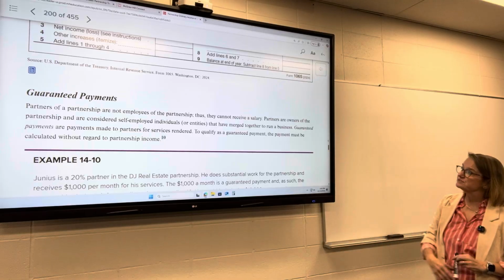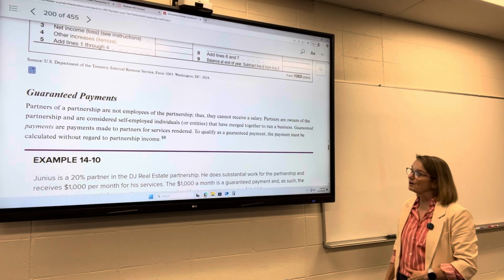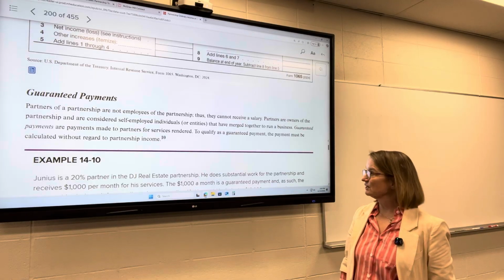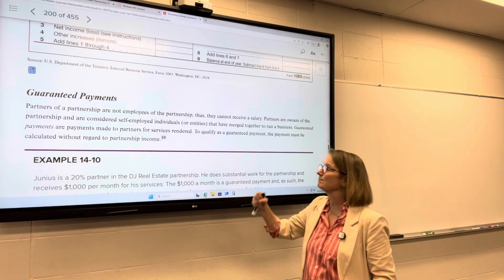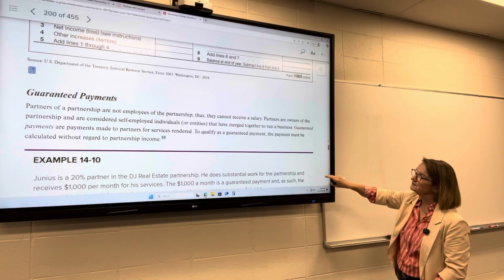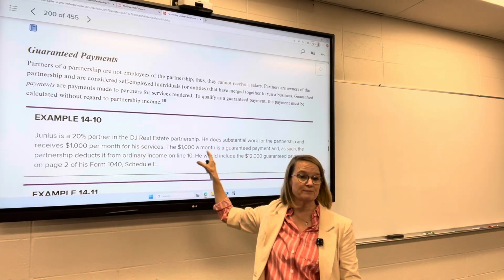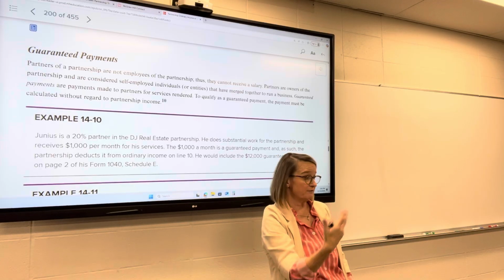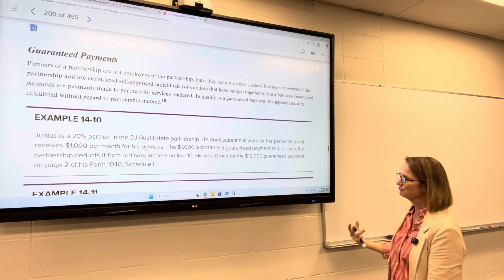Partners are not employees of the partnership. They cannot receive a salary. They are owners of the partnership, and they are considered self-employed. They're self-employed individuals that have merged together to run a business. Guaranteed payments are payments to partners for services rendered. In order to qualify as a guaranteed payment, the payment must be calculated without regard to partnership income. So if we get into months where we can't pay her, but she's performed the service, we're just going to have to borrow money in order to pay her. We have to pay her if she performs the service.